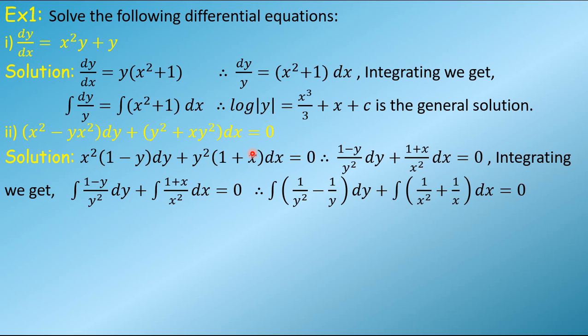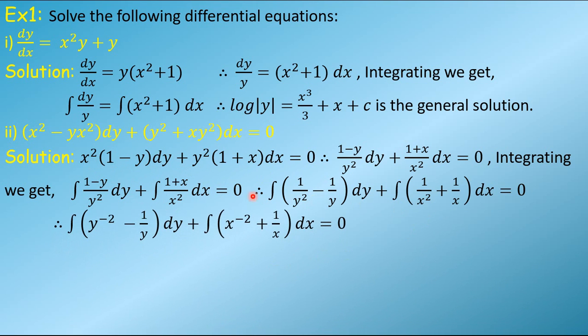Actually, you have to take the LCM of this, divide by all the terms, you will get the answer. Means here divide by y square and divide by x square. The term which is not required you have to shift to the denominator. Now integrating, we will get y raised to minus 2, here x raised to minus 2.